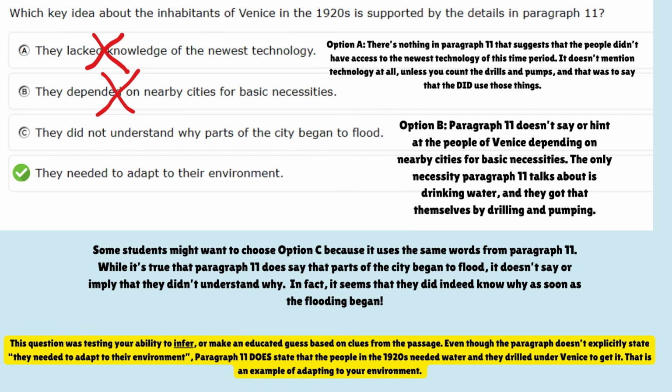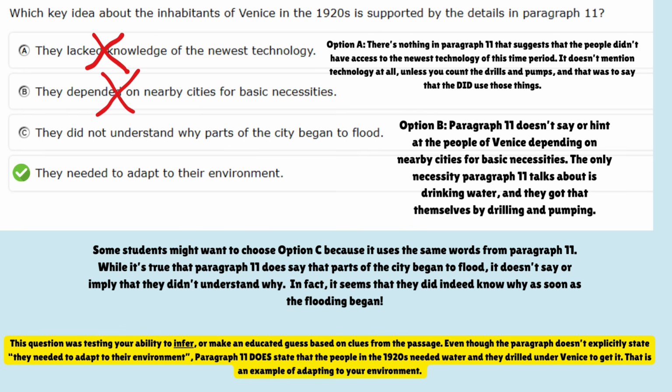So even though the paragraph doesn't explicitly state they needed to adapt to their environment, which is the correct answer, D, paragraph 11 does state that the people in the 1920s needed water and that they drilled under Venice to get it. And that is an example of adapting to your environment. So we're using clues from the text to come to a reasonable guess. If they are needing water and drilling under Venice to get it, then we can infer that they needed to adapt to their environment.